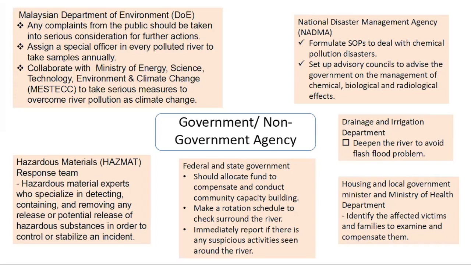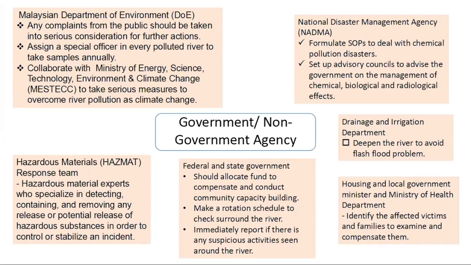And also from the Housing and Local Government Ministry and the Ministry of Health Department, which can identify the affected victims and families to examine and compensate them. Then from the federal and state government, they should allocate funds to compensate and conduct community capacity building, make a rotation schedule to check around the river, and immediately report if there are any suspicious activities seen around the river.